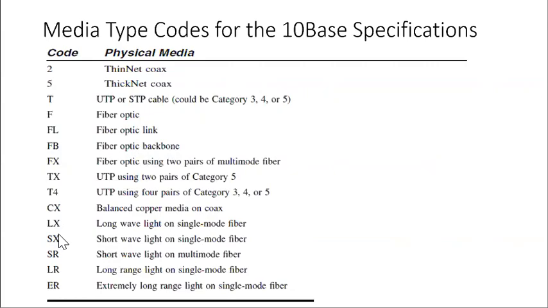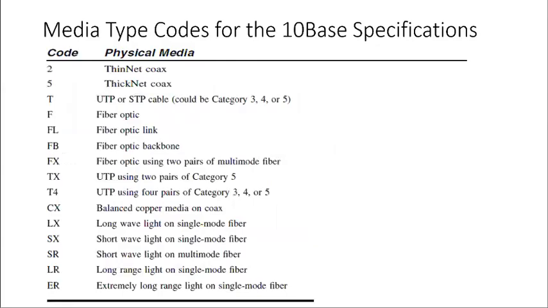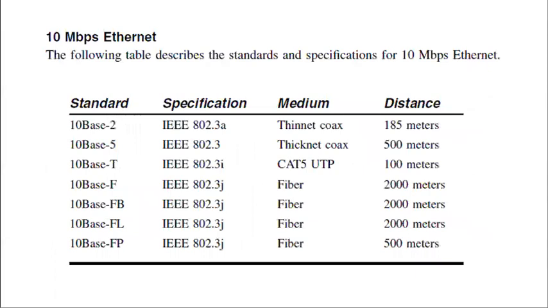Okay, so these 10 base standards are divided into further categories. Let us look at each category. The first one is called 10 Mbps Ethernet. Okay, so this 10 Mbps Ethernet means the speed is that each second 10 megabit is transported. The transfer rate is 10 megabit per second. So these are the standards and this is the specification, okay.